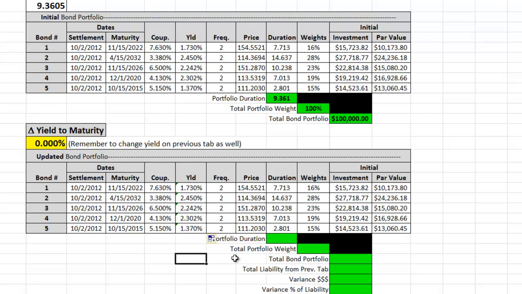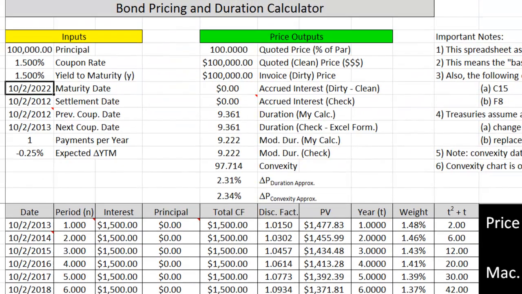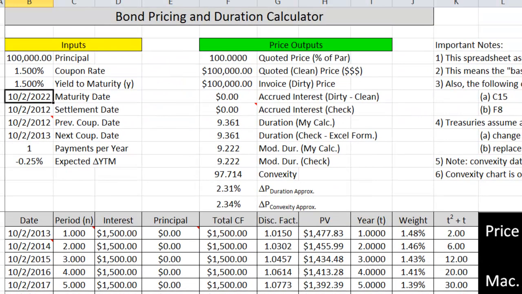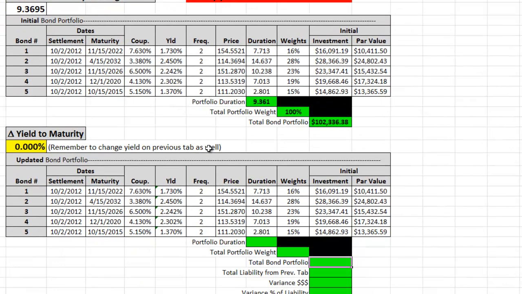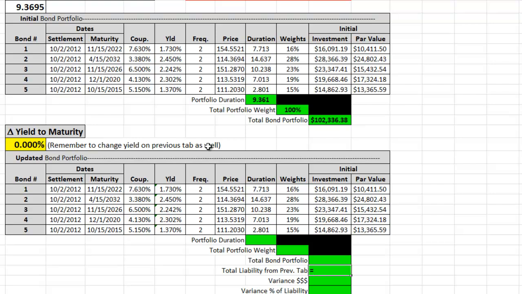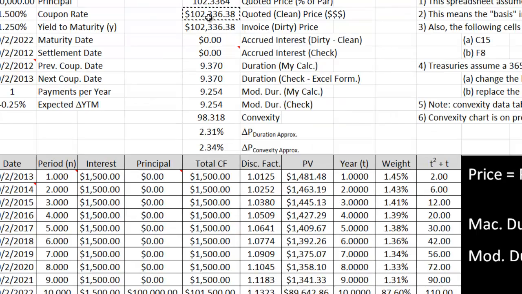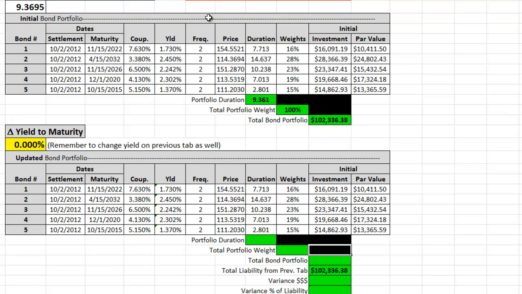So here's what we're going to do. We're going to shift the yield to maturity on both our liability and on our bond. So first off, let's shift the yield to maturity on our liability. We're going to drop it to 1.25. You can see our liability goes up. I'm going to grab that and put it right here, our total liability from the previous tab. So there it is.